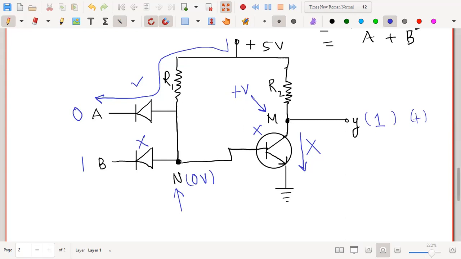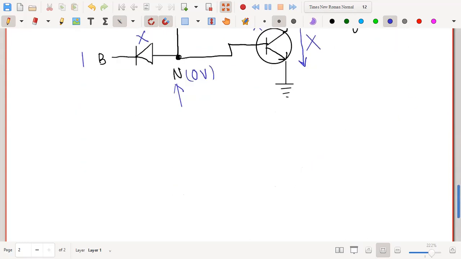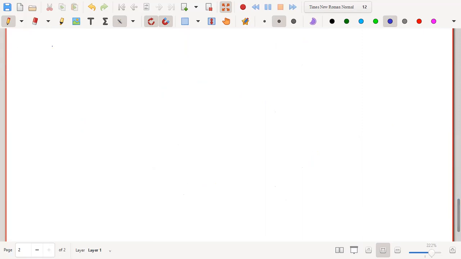So let us now go and discuss the other type of universal gate, that is the NOR gate. Now this NOR gate, we can write that this is NOT OR gate. Just before this, we have discussed NOT AND gate, that is NAND. So this is NOT OR gate. Okay. So NOR gate, fine.